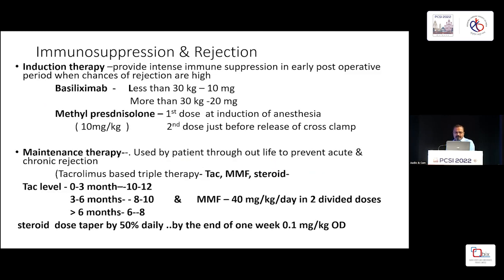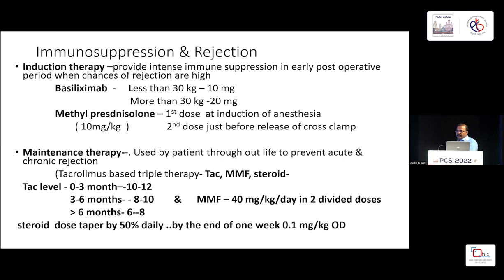We use induction therapy. For induction, we use 2 main drugs: one is basiliximab and the second is methylprednisolone. Basiliximab is an interleukin-2 receptor antagonist. For patients less than 30 kilo, we use 10 milligram, and for more than 30 kilo, we use 20 milligram of basiliximab. Methylprednisolone we use at a dose of 10 milligram per kg, 2 doses: the first dose at the induction of anesthesia, and the second dose just prior to the release of the cross clamp.